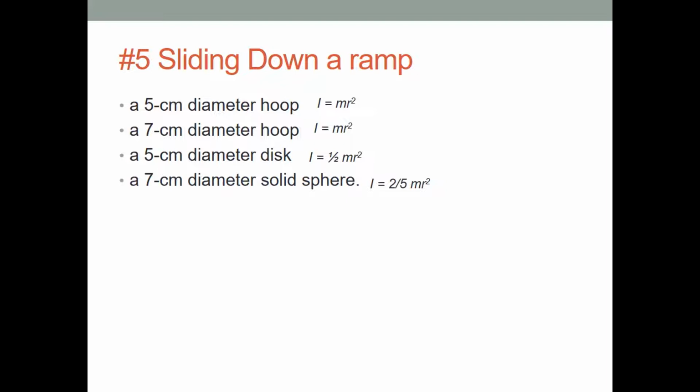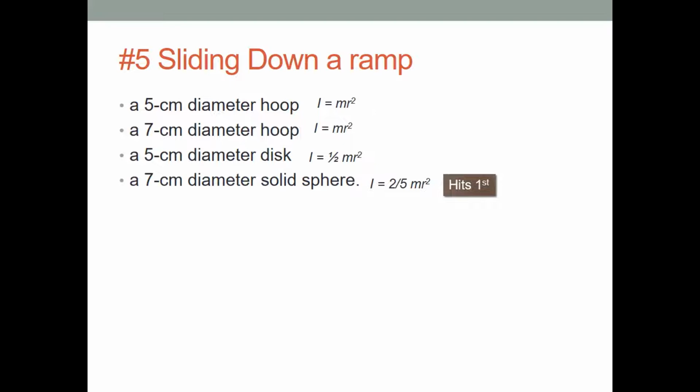Yes, and if you look at the equation, it's 2/5, which is the smallest fraction. So the one that's going to go the fastest, or get down first, is the sphere, because everything else cancels out. The mass and the radius cancel out, but the 2/5 will not. 2/5 is the smallest, so it has the least resistance to turning. If it has the least resistance to turning, that's the one that goes fastest.